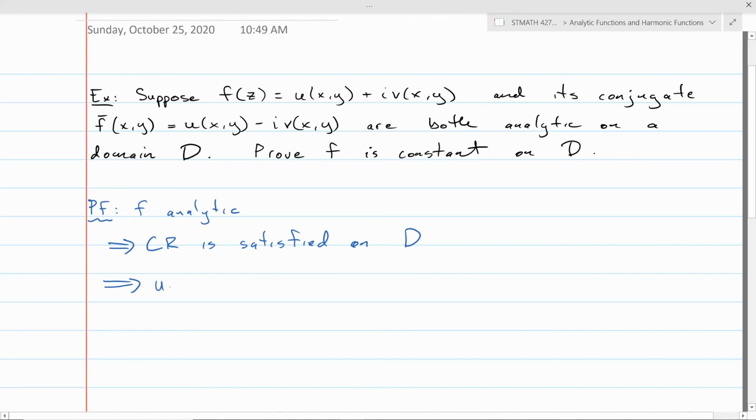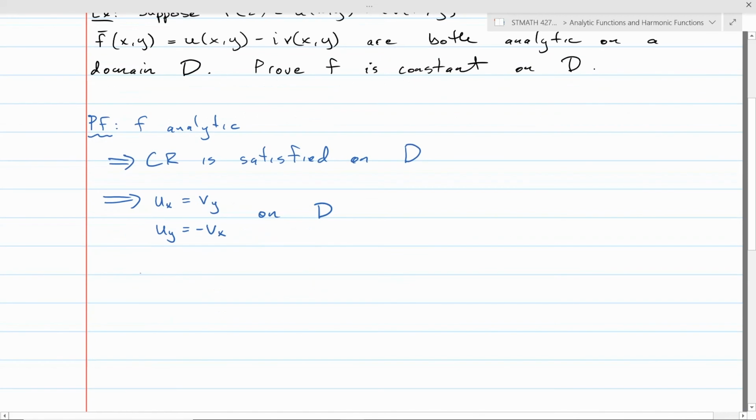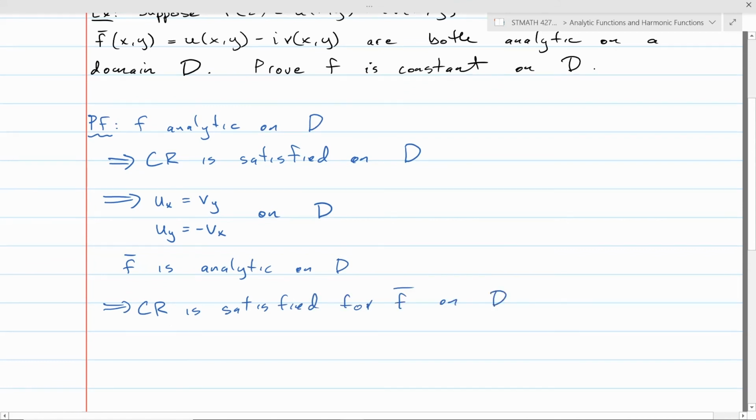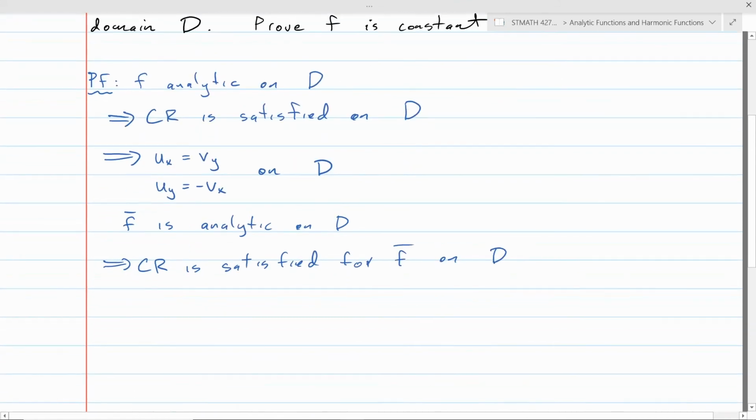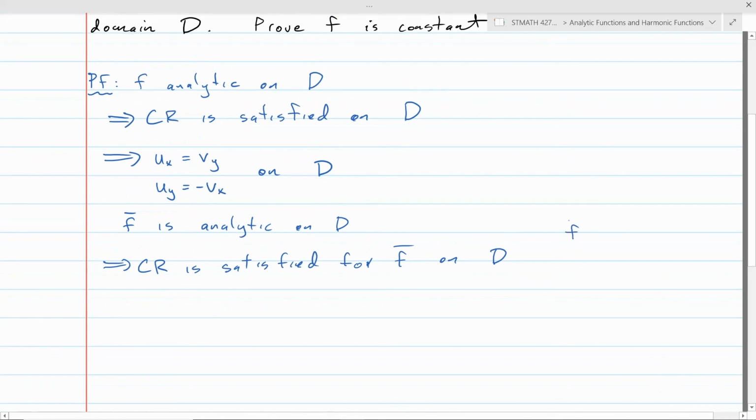I've got ux equals vy and uy equals negative vx on D. But also we know f bar is analytic on D. So I know Cauchy-Riemann is satisfied for it also. Now we have to be a little bit careful with signs since we're looking at f bar here, but f bar is like u minus iv. So I'm going to write that as u plus i times negative v.